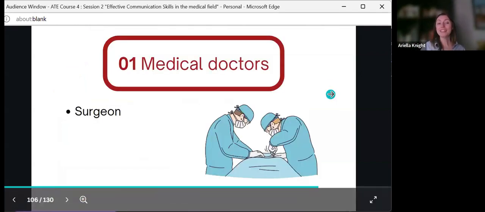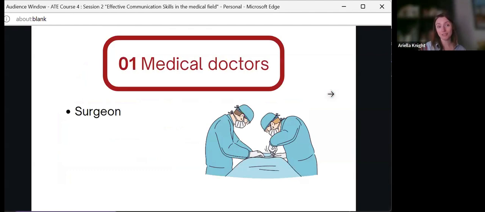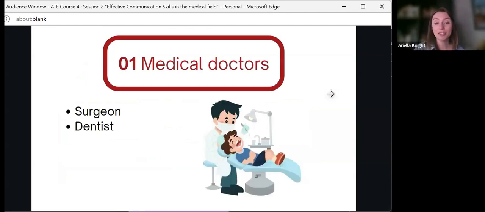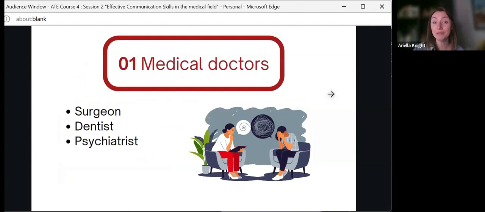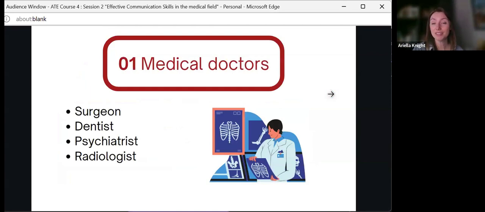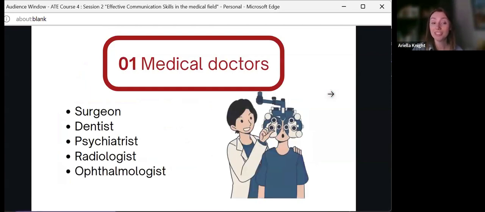All right, here are some medical doctors. This is not the exhaustive list, okay? Just to make sure that you are exposed to the language of how we refer to our doctors. We have surgeons, dentists, psychiatrists, radiologists, ophthalmologists. All right, this is just 5 examples.